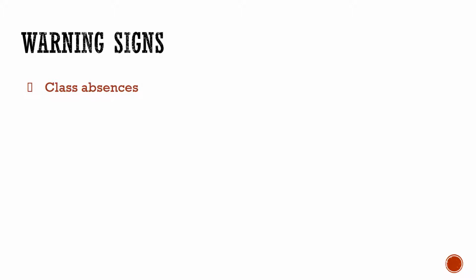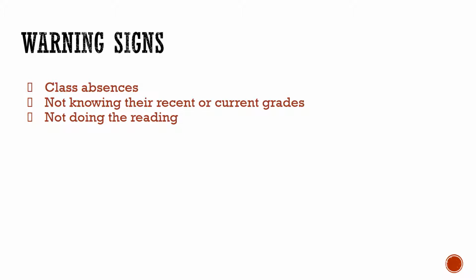Some warning signs that you may notice with your students include missing classes, your class or other classes. Students not knowing their grades or throwing out estimates like, oh, that's probably a B or something, or saying things like, my professor doesn't use Canvas, so I can't know my grade. A student who is admitting that they aren't doing the reading is probably headed for trouble, as is a student who says they don't know when their next exam is for a given subject.